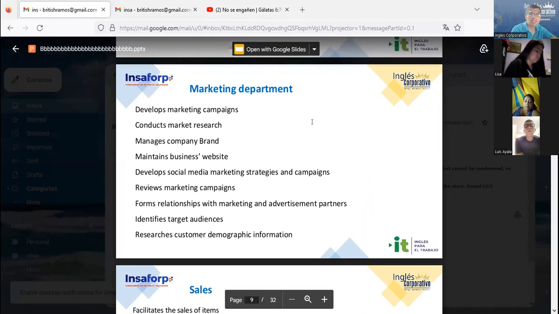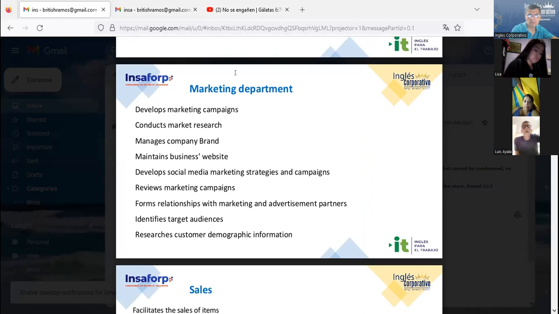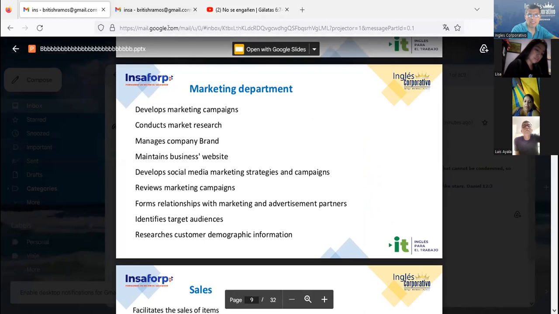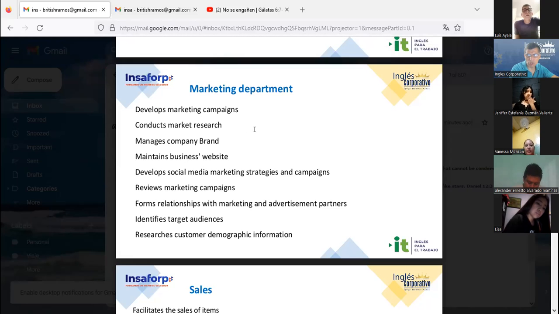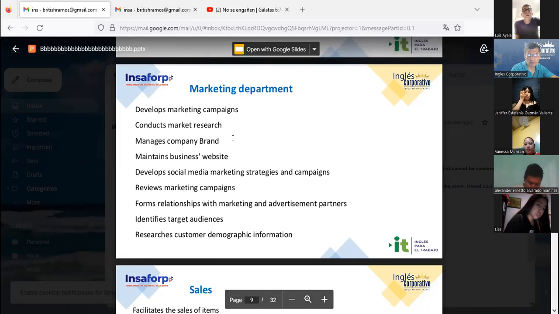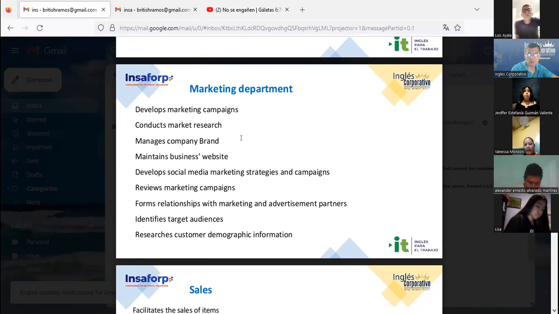Ok, so please repeat. Develops marketing campaigns. Conducts market research. Lleva a cabo investigaciones de mercado, okay? Market research. Campaigns, campañas de mercadeo. Okay, now, manages company brand, marca, brand, marca. Manages company brand, gestiona la marca de la compañía, okay, maneja.